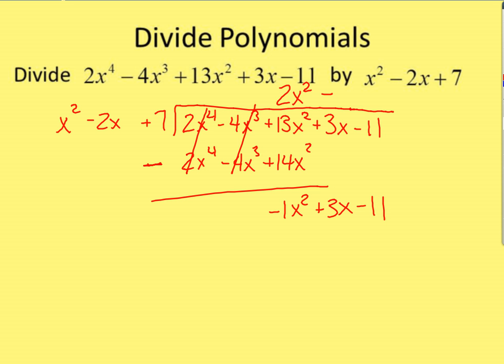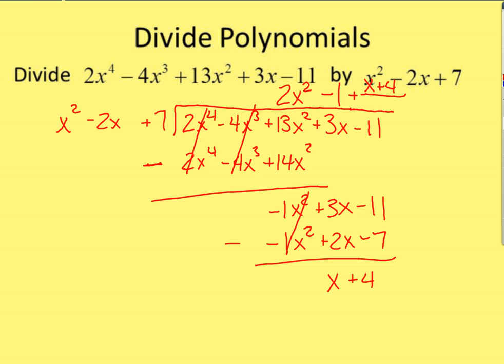We're going to multiply that by a negative 1. So this gives us negative 1x squared plus 2x minus 7. We're subtracting down, so these cancel. 3 minus 2 gives us x, and negative 11 minus negative 7 gives us a positive 4. We have no other pieces we can bring down. This is going to be our remainder. So we have x plus 4 on top, and x squared minus 2x plus 7 would be your denominator.